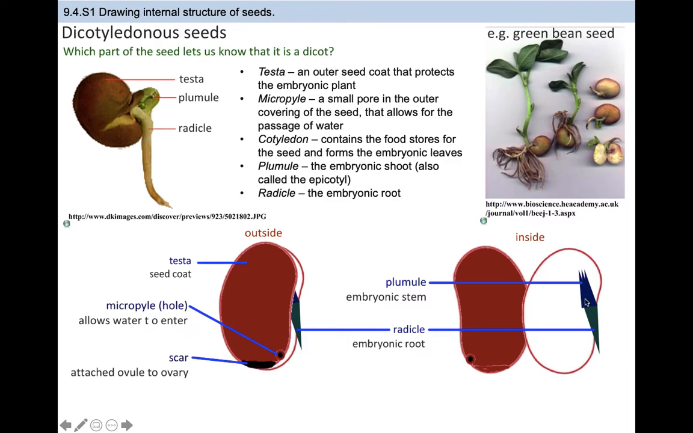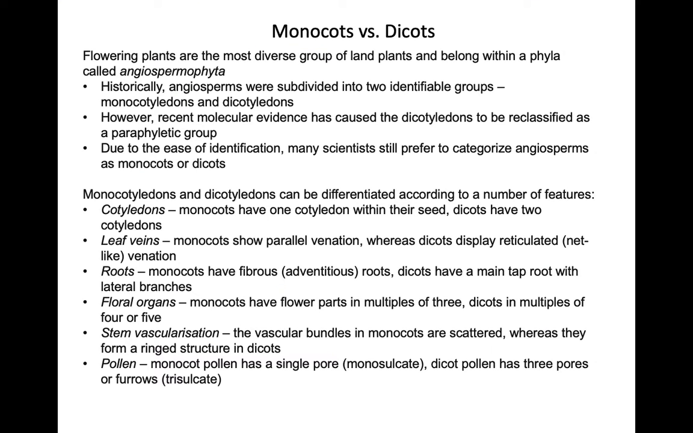So the plumule will be the embryonic stem, so it will eventually grow to become a stem, and then the radicle will eventually become the embryonic root, so it will eventually grow to become a root. So a lot of the time when it comes to seed germination or looking at the rate of seed germination, we can look at the length of the radicle. The longer that radicle grows in a short amount of time, the faster the germination process.